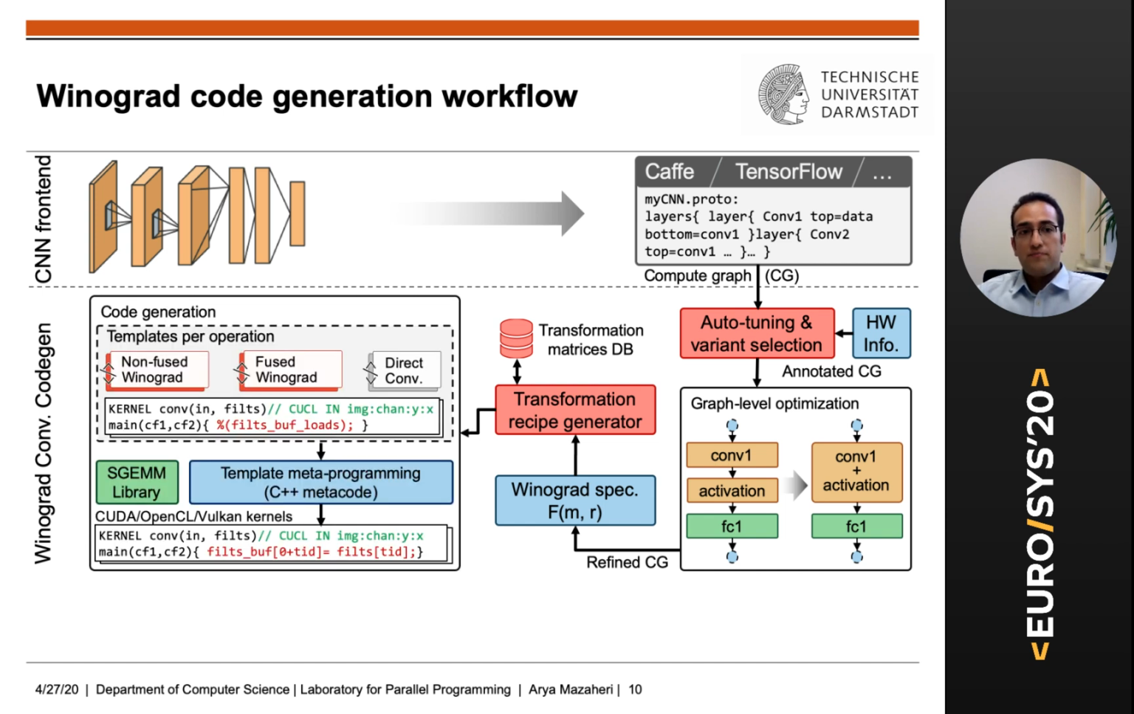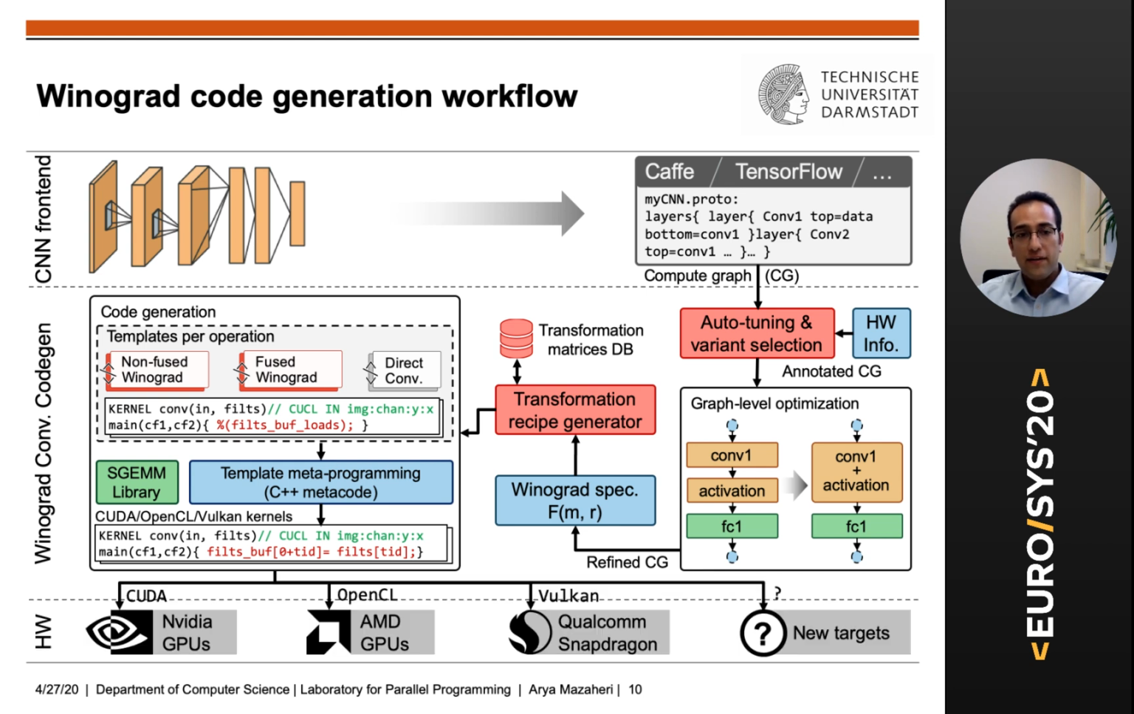Then the code generation uses a template. We have a template for a non-fused implementation and a fused Winograd implementation. The fused version is usually preferable over the non-fused one because it merges all those steps within the Winograd into a single kernel, so that we save some time and memory. The code generation fills in those placeholders with the right instructions, and at the end we get programs written in CUDA, OpenCL, and Vulkan so that we can target various GPU platforms.